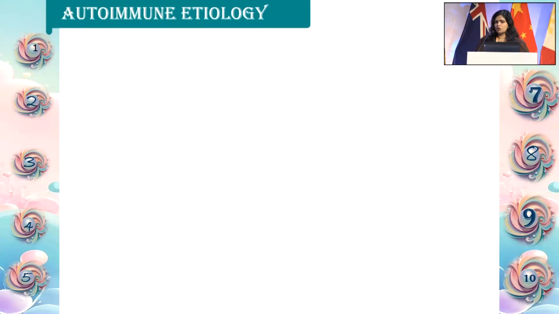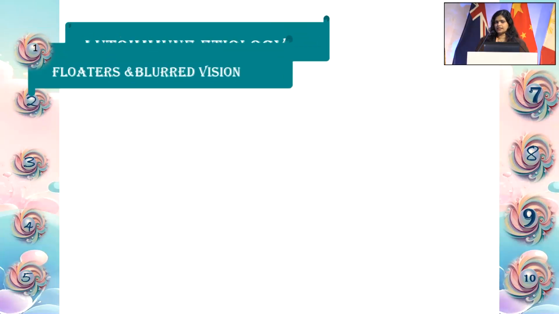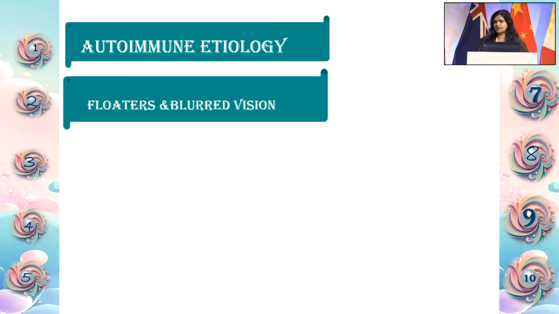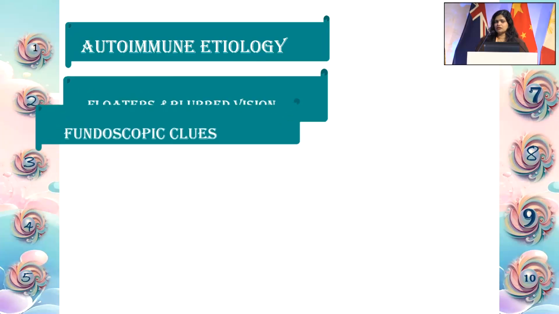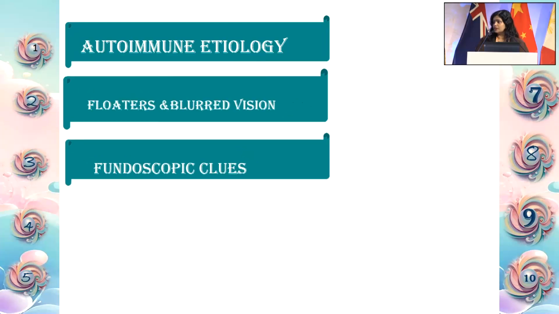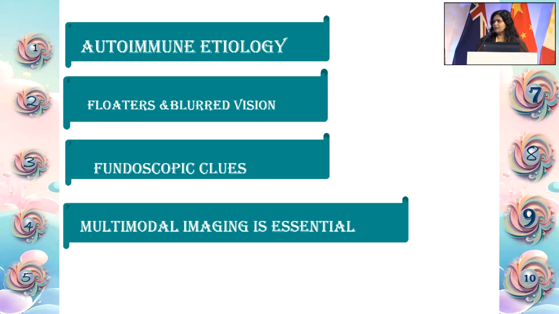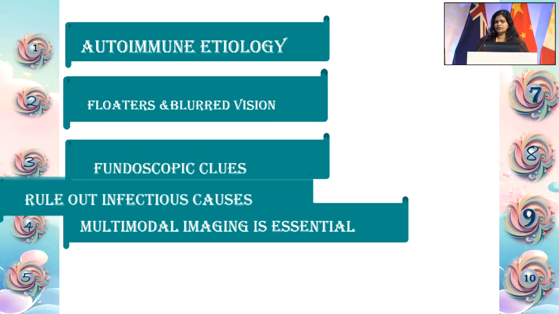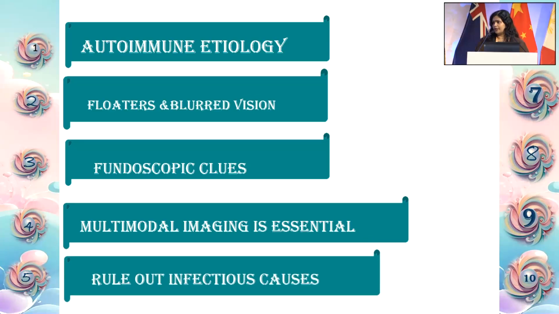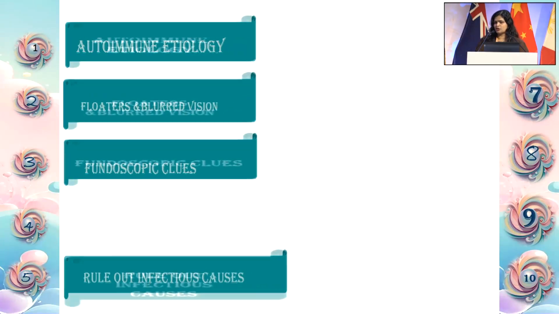First one is autoimmune etiology. Second will be the symptoms with which they come, floaters and blurred vision. Third one is fundoscopic clues, which include vasculitis, choroiditis, CME. Next is multimodal imaging is essential. Next, the main thing is to rule out infectious causes.